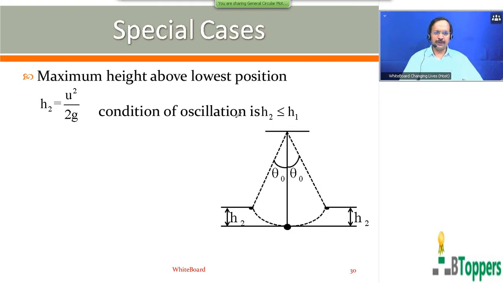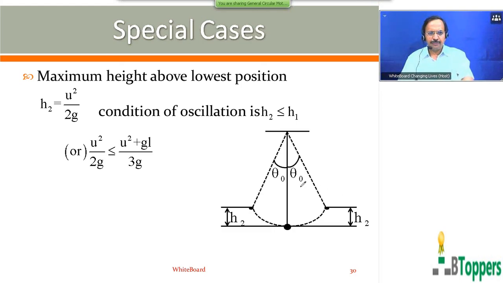So the maximum height above the lowest position to which the bob rises is h2 equal to u square by 2g. The condition of oscillation is h2 is less than or equal to h1. As shown in the figure, these are the two highest positions of the bob during the oscillatory motion, and theta naught is the angular amplitude. So for the condition of oscillation, h2 must be less than or equal to h1.